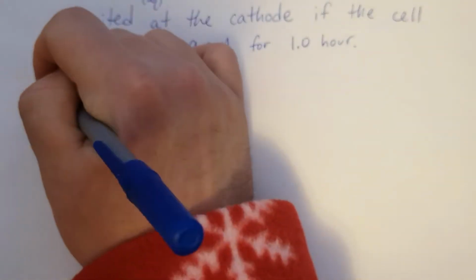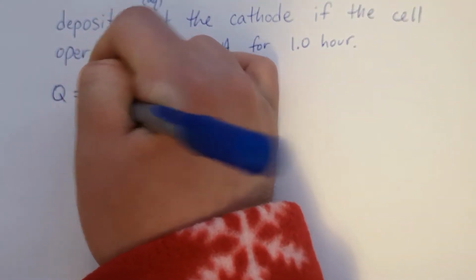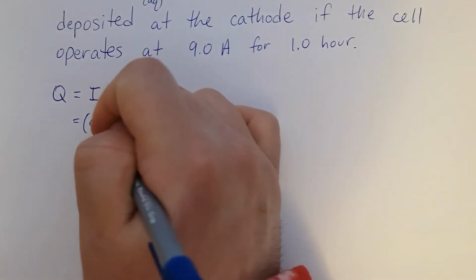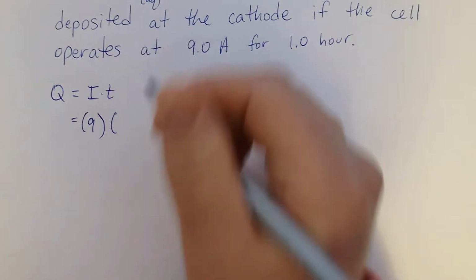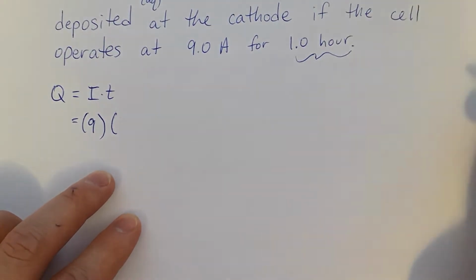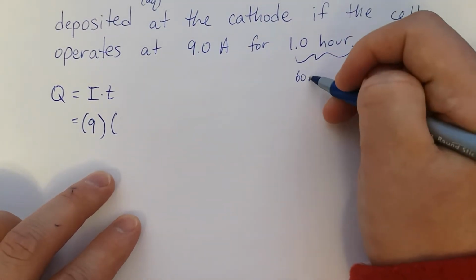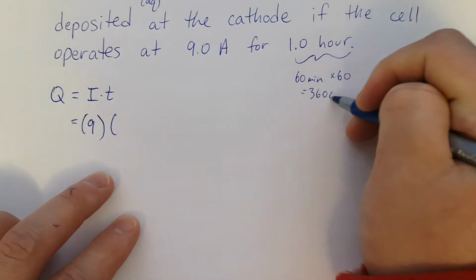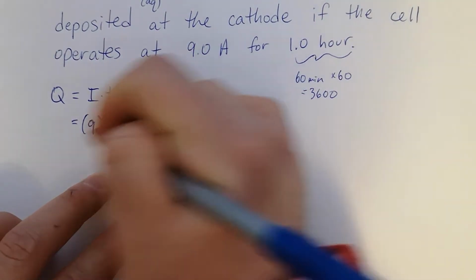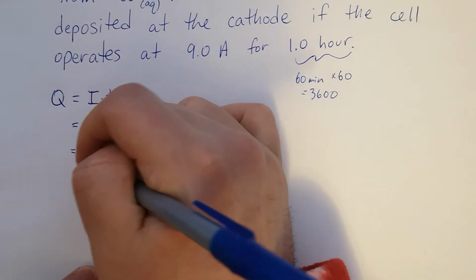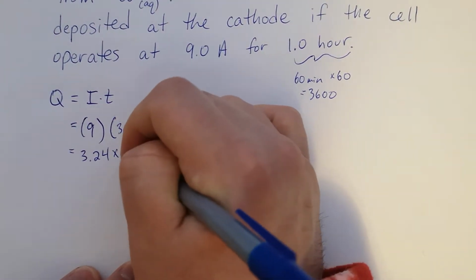Alright, we can find the total charge. Remember, that's just the current multiplied by the time. Alright, the current's 9 amps. The time is 1 hour, but that's no good. We need to put this into seconds. Okay, so 1 hour is 60 minutes, and then there are 60 seconds in a minute, so that's going to be 3,600 seconds. Okay, so that's going to give me 3.24 times 10 to the 4 amps.